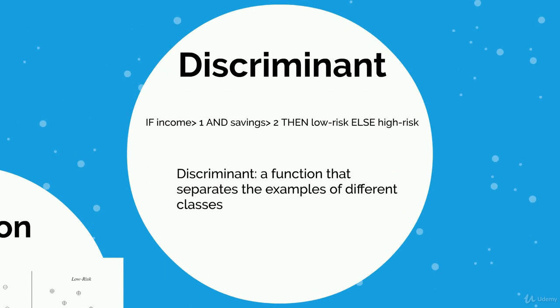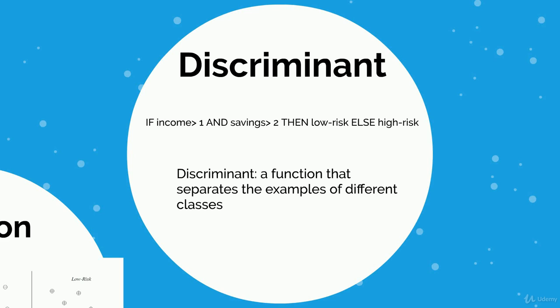First, you're trying to produce a discriminant, and a discriminant is simply a rule that's going to tell you whether or not you're a low risk or high risk customer. So the discriminant is simply a function that separates the examples of different classes. So in this scenario, it's pretty simple because we only have two output classes. And actually, to even further simplify the problem, we're going to pretend that we only have two inputs as well, being income and savings. So we could produce a general rule as such: if income is greater than this value and savings is greater than this second value, then low risk, else high risk.